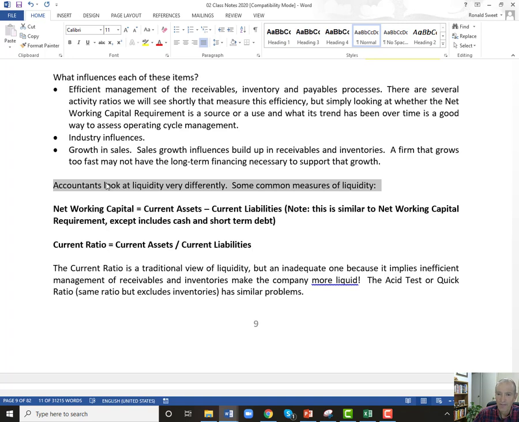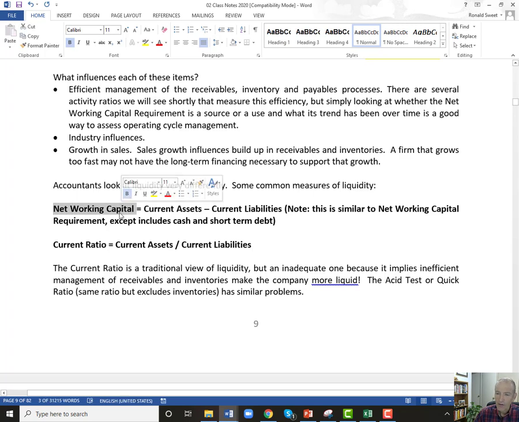They're extremely important. So how the accountants look at it, they look not at working capital requirement. They look at net working capital. Net working capital includes cash and includes short-term debt. Remember, in our net working capital requirement, we did not include cash. We did not include debt. Those are not operating assets. So it's a little bit different concept. But they look at working capital, which is current assets minus current liabilities.